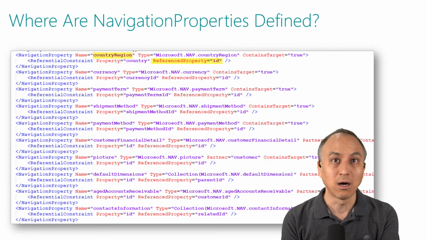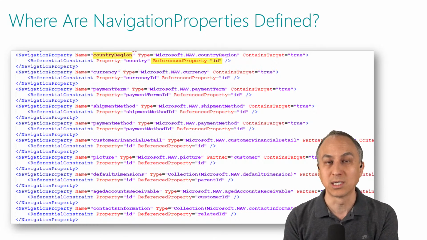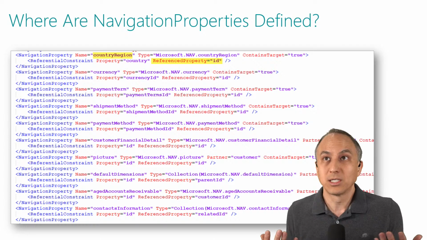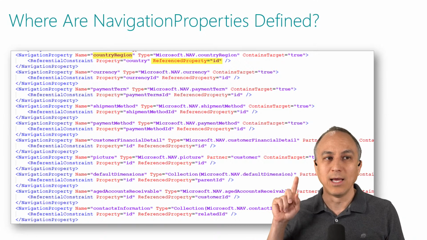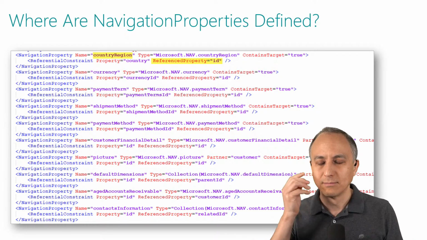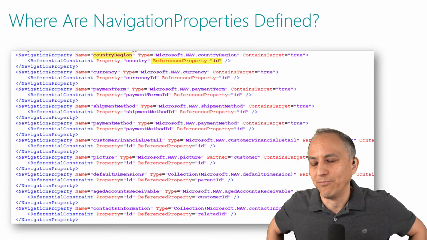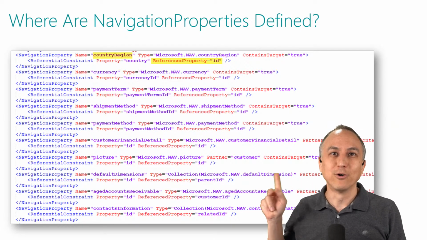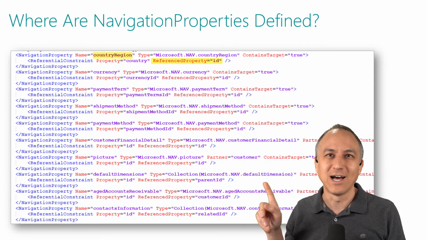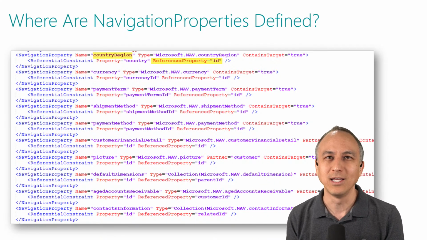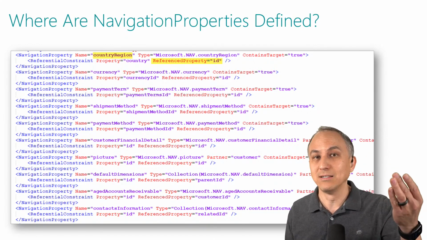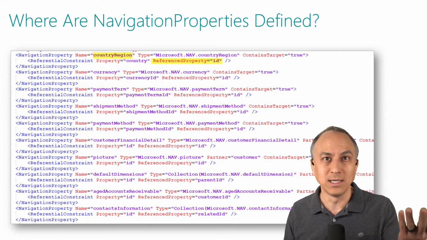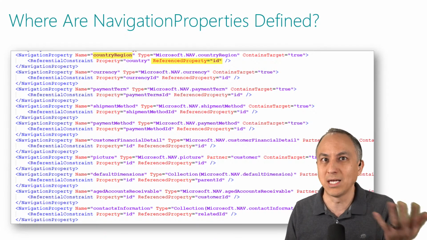Obviously, expand is trying to call it when you do expand equals country region. It appears to be valid. So what's going on? And what is the term? Foreshadowing. Yes, foreshadowing what's going to happen. Look at the second highlighted element: referenced property equals ID. Keep that in the back of your mind. So where are these navigation properties defined if they're not at the field level and they're not in a page part in the API page? Like, how is this magically happening?